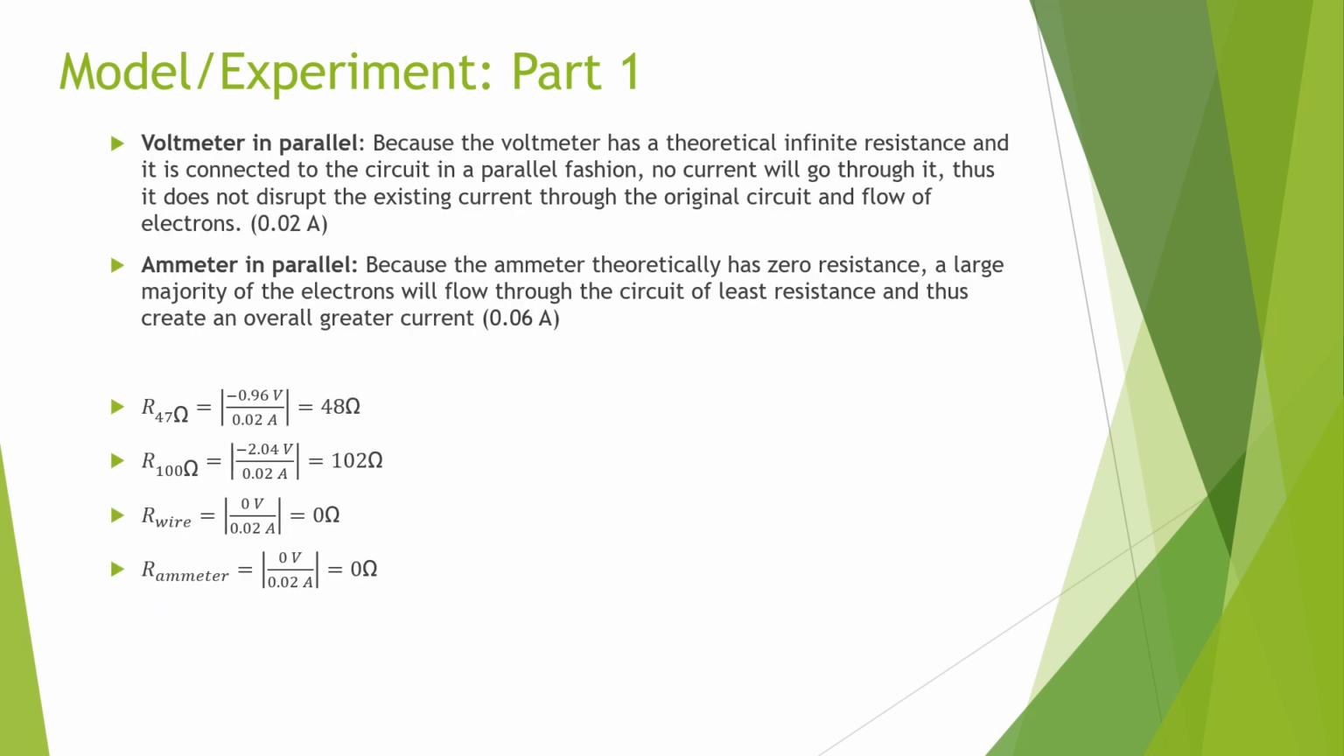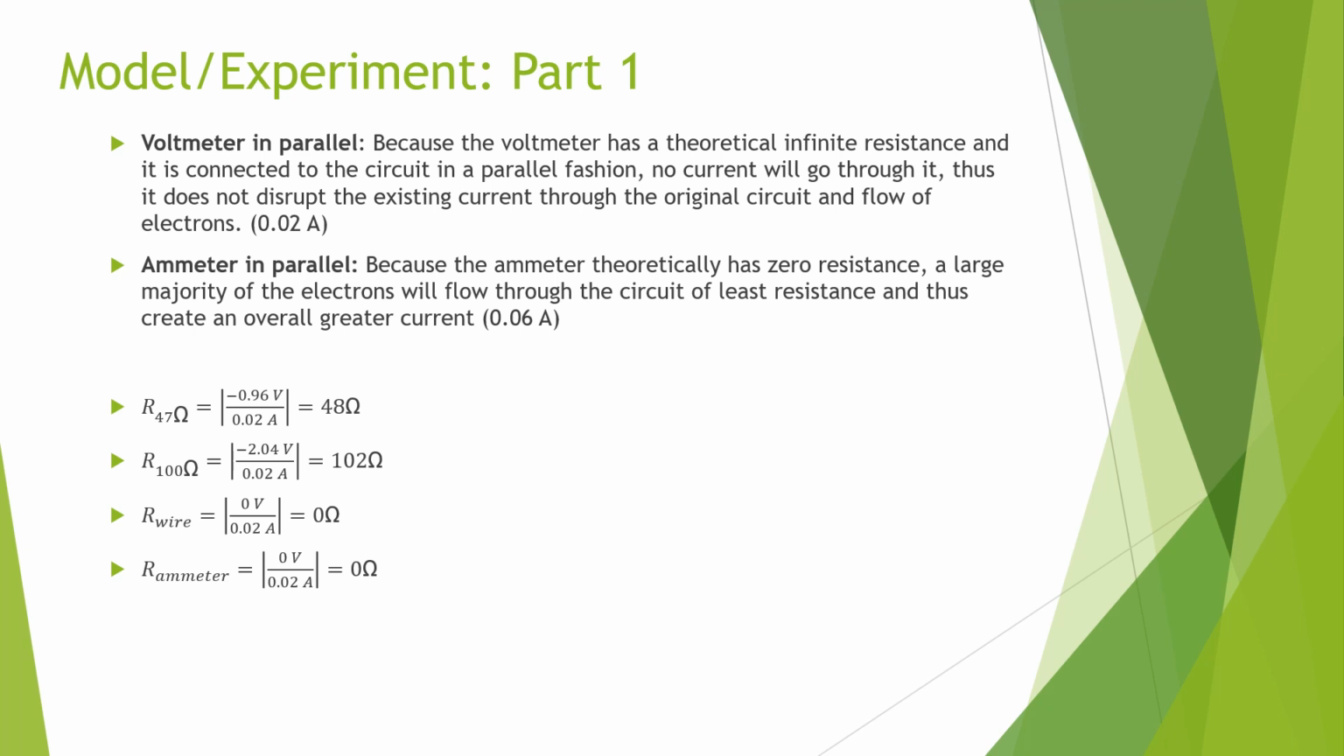For the final section of this first circuit, we were asked to look at the voltmeter in parallel versus the ammeter in parallel. Because the voltmeter has a theoretical infinite resistance, none of the electrons want to flow through the voltmeter, and thus the current was left uninterrupted at 0.02 amps. The ammeter, on the other hand, theoretically has 0 resistance, and thus a large chunk of the electrons would want to flow through the section of least resistance, and thus it created an overall greater current of 0.06 amps.